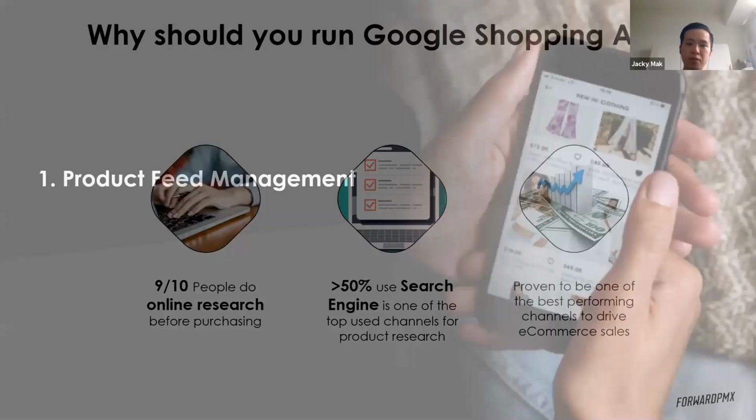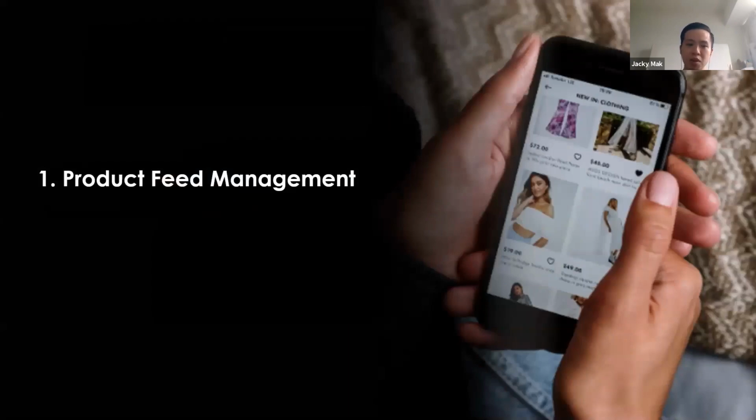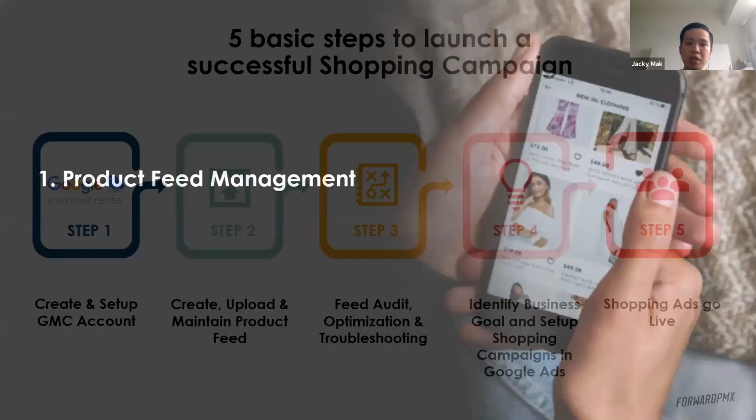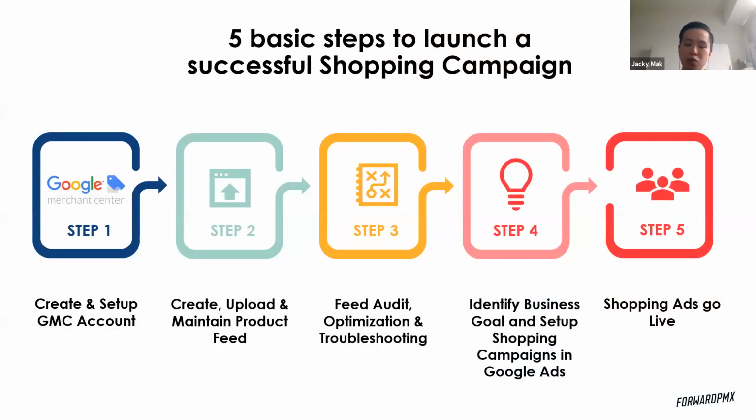So the first thing that I'm going to share is about product feed management. In case you haven't run any Google Shopping ad before, there are actually 5 basic steps to launch a successful shopping campaign. First, of course, you need to create a GMC account, and you need to get your product feed ready to upload to the platform. And of course, you need to do some audit, optimization, and troubleshooting of the feed itself.